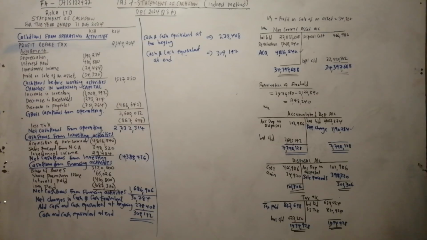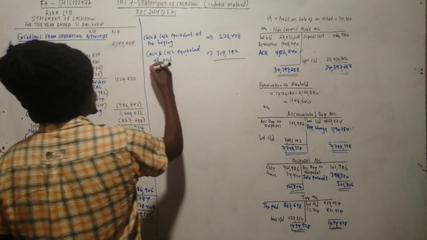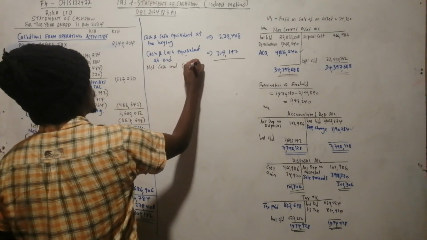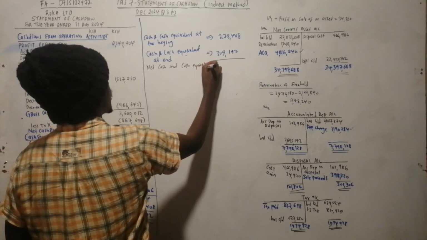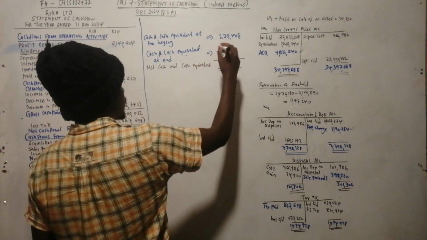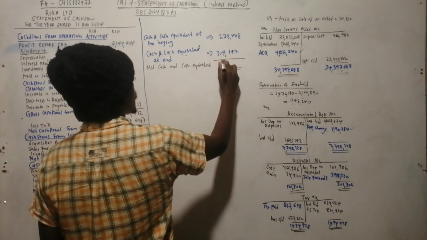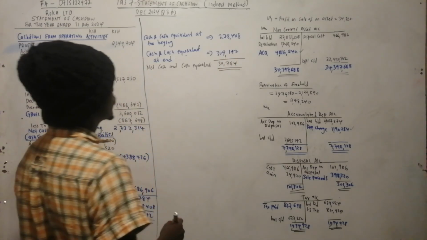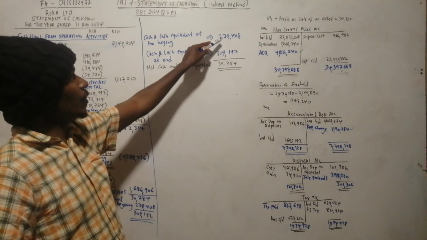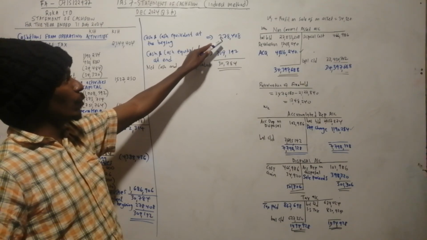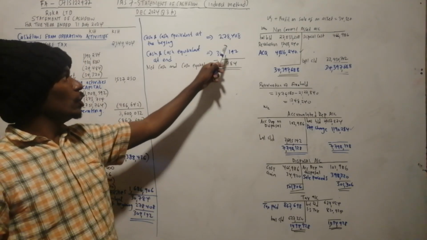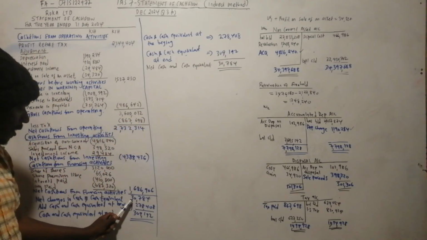Or you can confirm with this one. The difference between the two, you are supposed to get the net cash and the cash equivalent, which is the difference between the two, about 3,784. So there was an increase in cash and cash equivalent. The bank balance at the beginning was 278,408, but at the end it was 309,192. So there was a net increase.